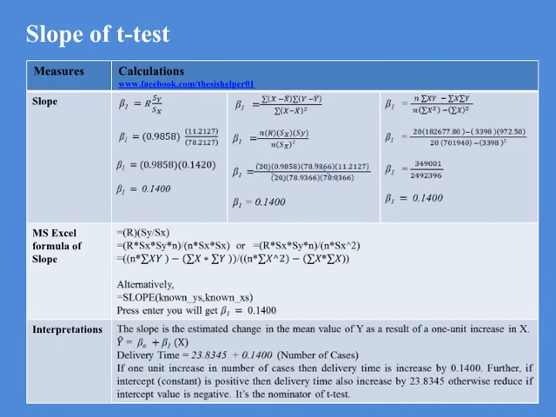Further, if the intercept constant is positive, then delivery time also increases by 23.8345, otherwise it reduces if the intercept value is negative. It's the numerator of the t-test.